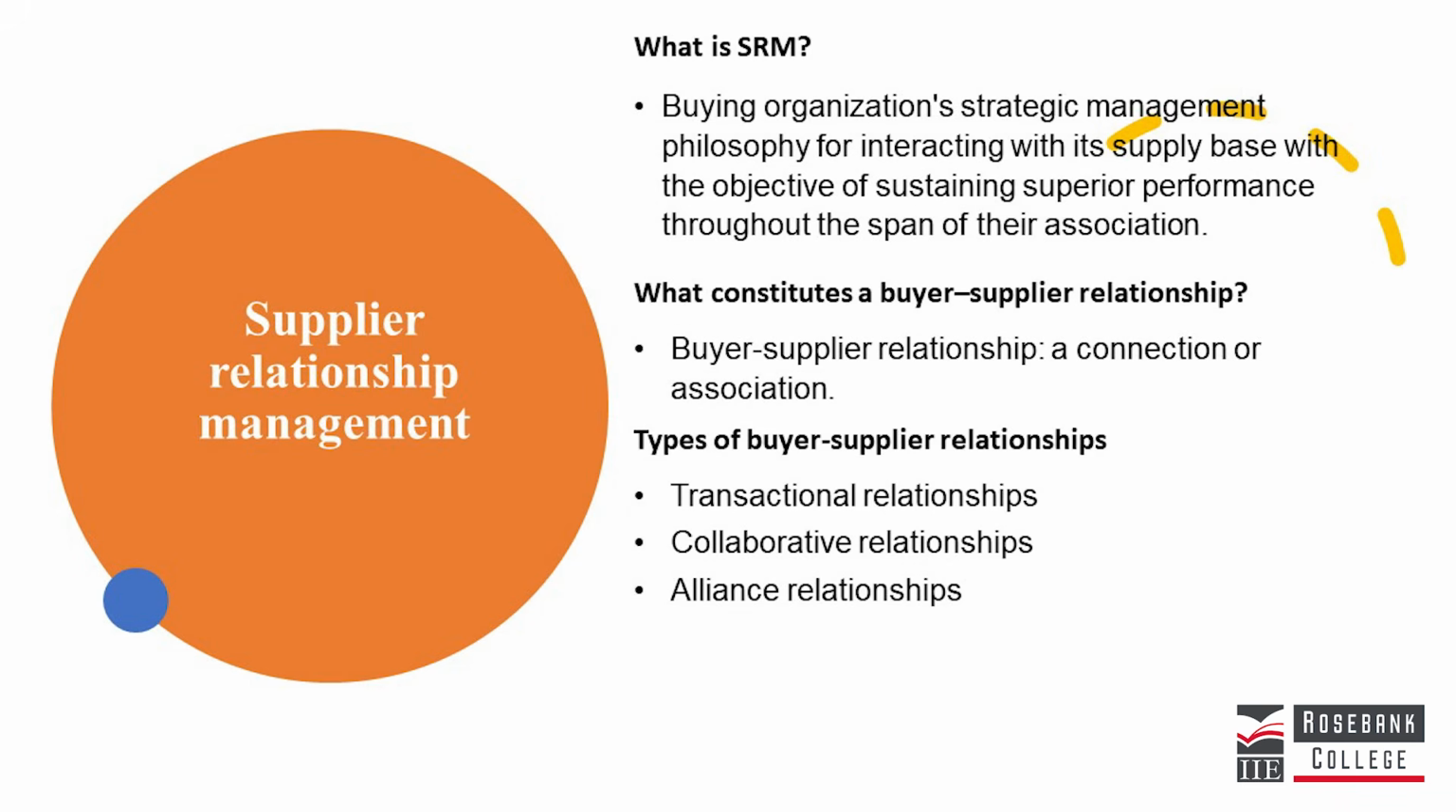Supplier relationship management. What constitutes a buyer-supplier relationship? A buyer-supplier relationship is a connection or association between 2 or more parties. And there are three types of buyer-supplier relationships, which are transactional, collaborative, and alliance relationships.